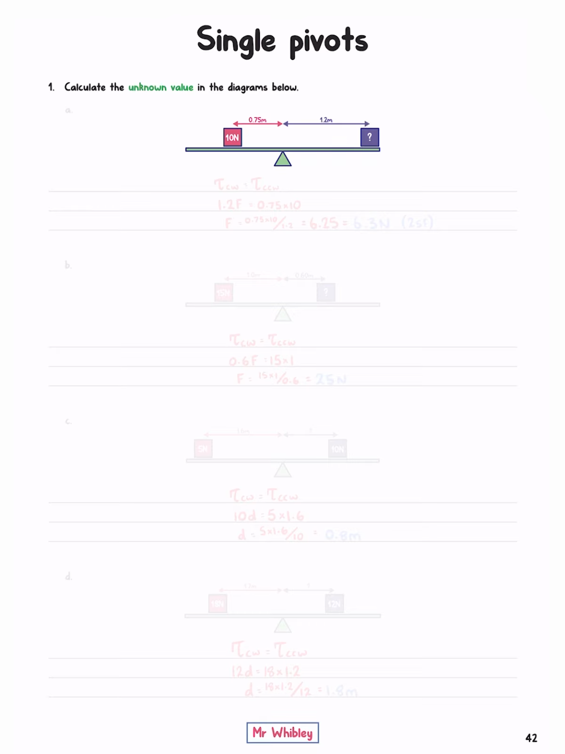Because the plank is in equilibrium, we know that the clockwise and counterclockwise torques balance. Our clockwise torque is provided by this mass here, and our counterclockwise torque is provided by this one. We know that torque is force times distance, and so our purple mass is 1.2 meters, with the force that we're trying to find, and our 10 Newton mass is 0.75 meters. Rearranging this for force by dividing both sides by 1.2 gives me 6.25 or 6.3 newtons to 2 significant figures.